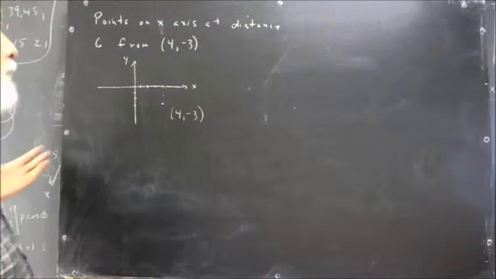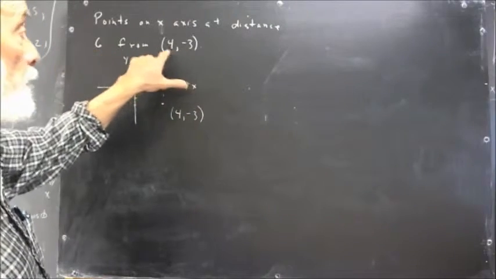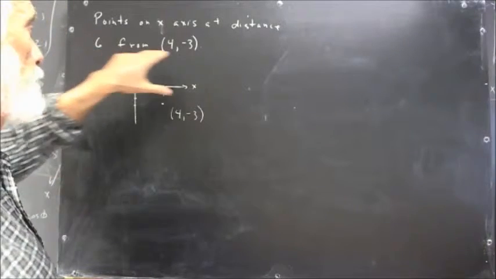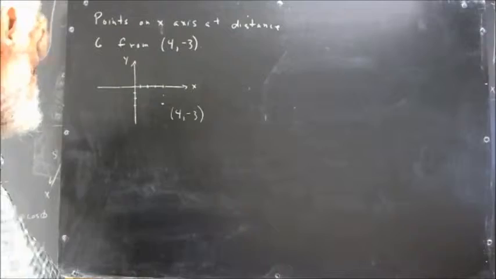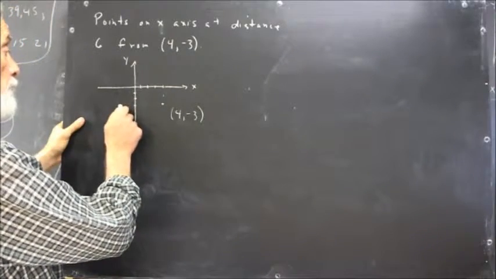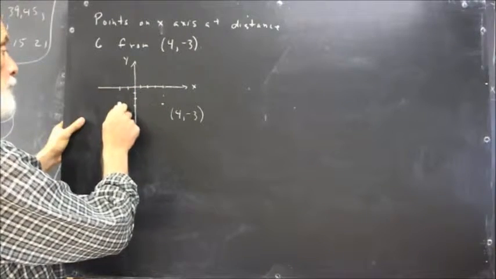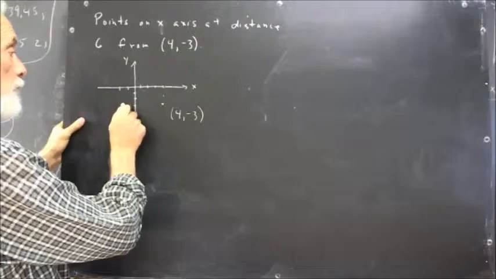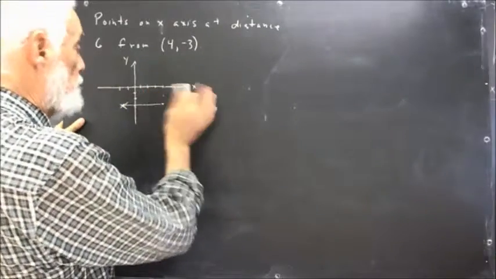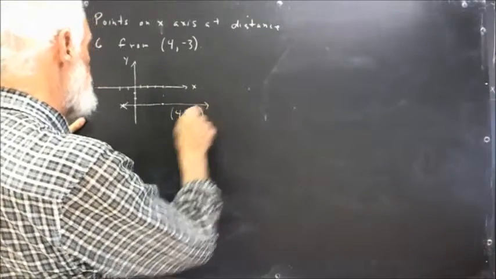So to make sense of this question, we need points on the x-axis that are 6 units of distance from (4, -3). Now let's get the idea of 6 units of distance from (4, -3). From (4, -3) we could go to the left 6 units. That would put us, if we go over here, 4 units and 2 more, that would put us here if we went directly to the left. If we went directly to the right, that would put us out at 10 units. And I'm not going to mark all those units.